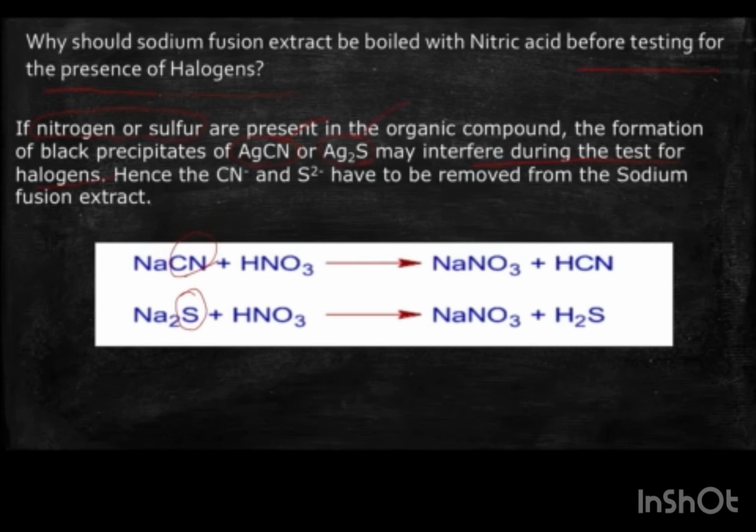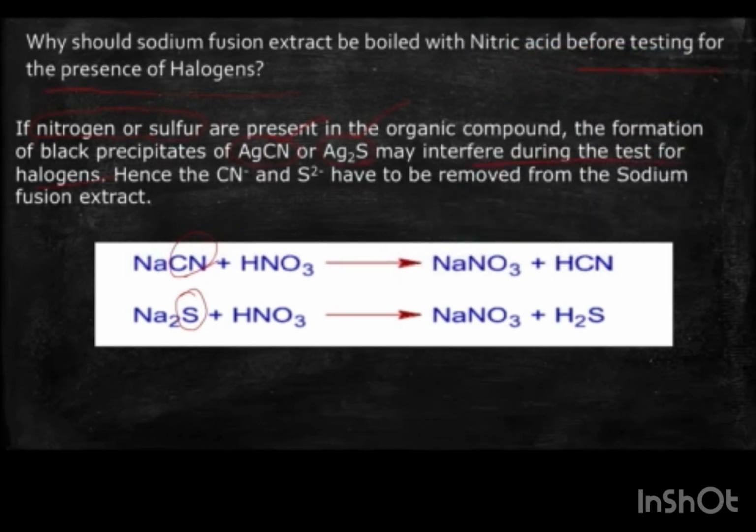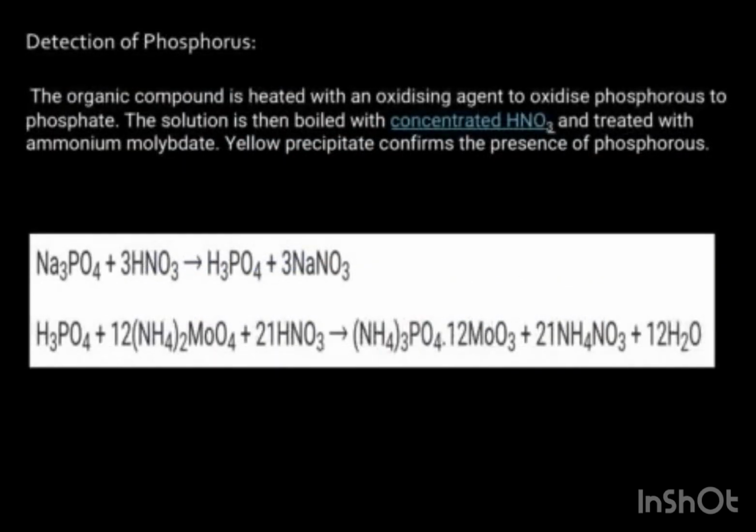So when the sodium fusion extract is boiled with nitric acid, it changes them to HCN and H2S gases, and they do not interfere with the test for halogens then. Now we come to the detection of phosphorus in the end of the presentation.